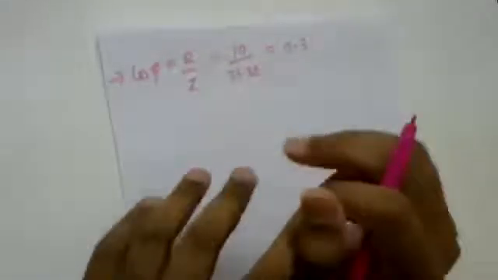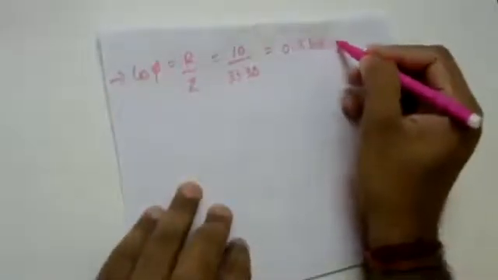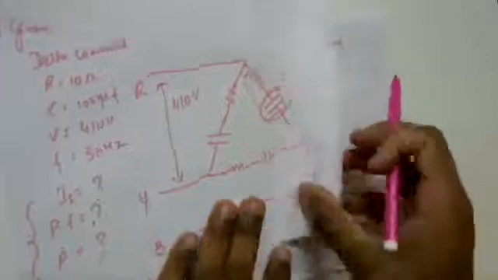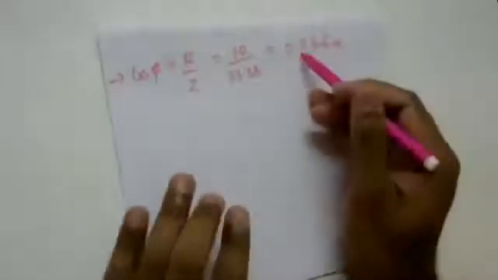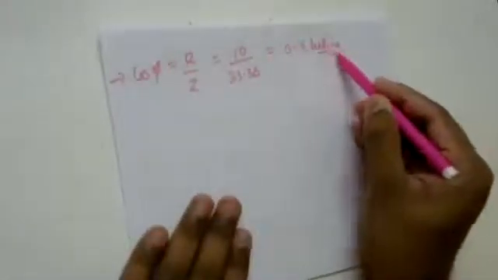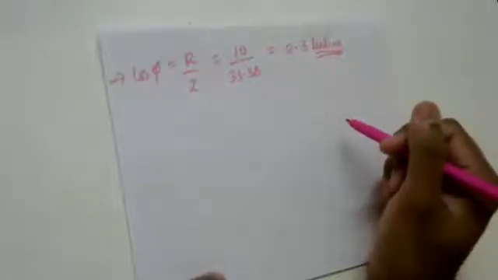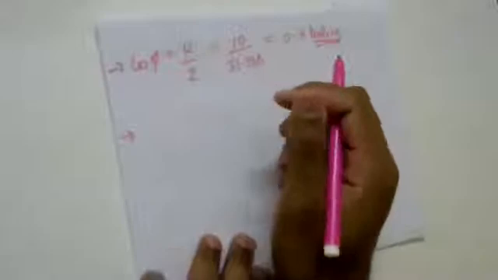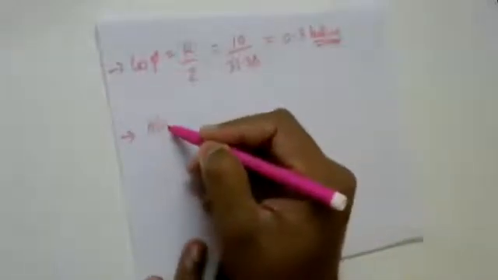Good, Jatin. You'll be writing this as leading. Why are you going to write it as leading? Because of the presence of capacitive reactance. Whenever you write the power factor, you should not just write the numerical value as 0.3, 0.5, 0.7 like that. You should also specify the nature of it. Is it clear? Okay.